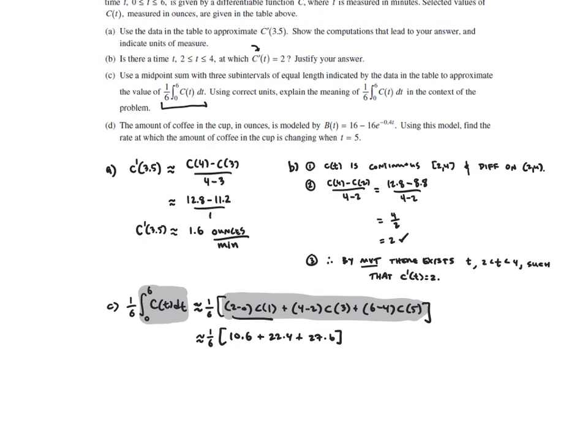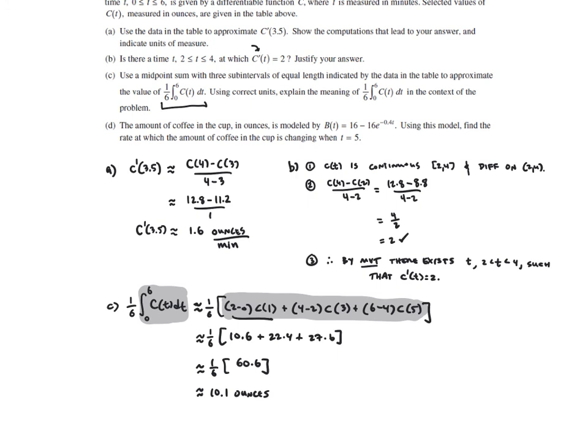Okay, so what do we come out to get? All right, so we get 1/6 of, that's going to be 32, it's 33, 33, and 27 is 60, so we get 60.6 for that summation. All right, so this is going to be 1/6 of 60.6. Well, 1/6 of 60 is 10. 1/6 of 0.6 is 0.1. So the average amount of coffee in the cup from time 0 to 6 is going to be that many ounces.